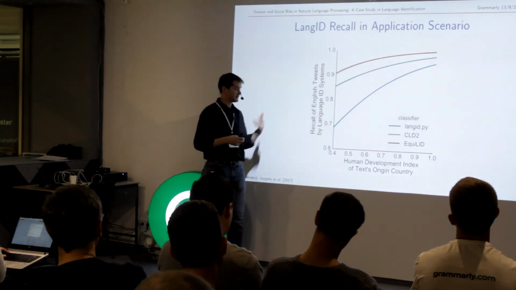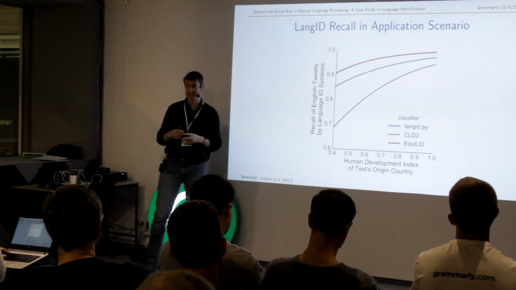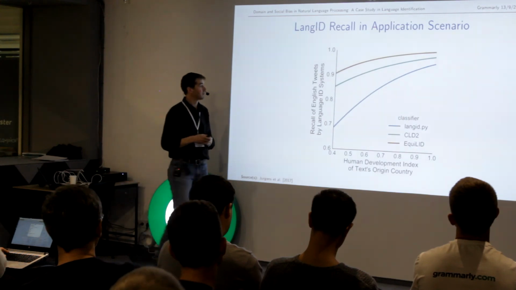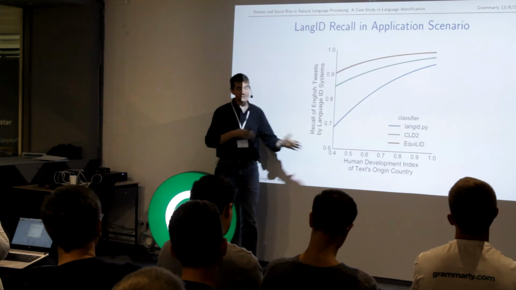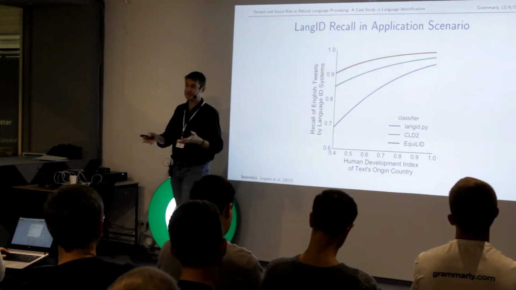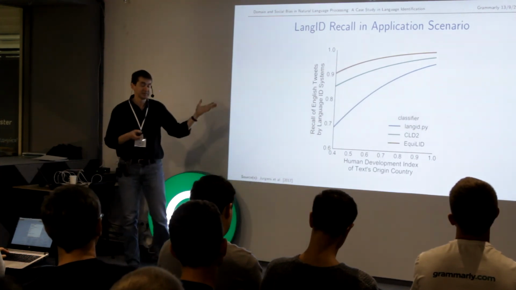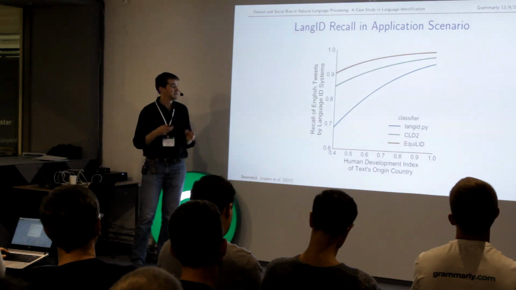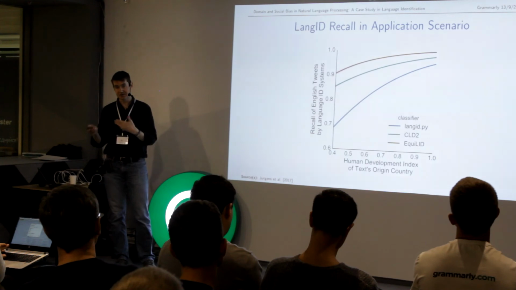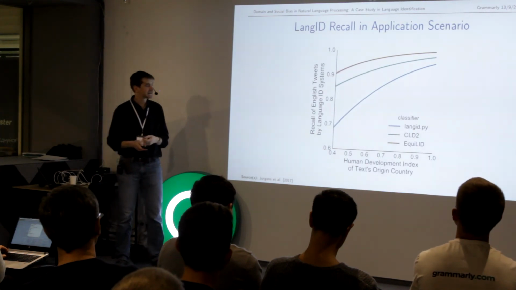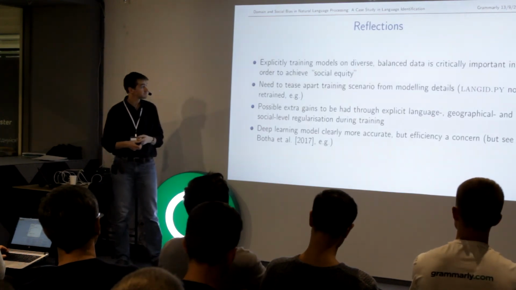We throw out a lot of the data. We say it's not English, where EquiLD does a much better job over the Englishes from less developed countries, because it's been explicitly trained to do that. We didn't have that. We were making much simpler assumptions about our data. So we had data set bias in our training data.